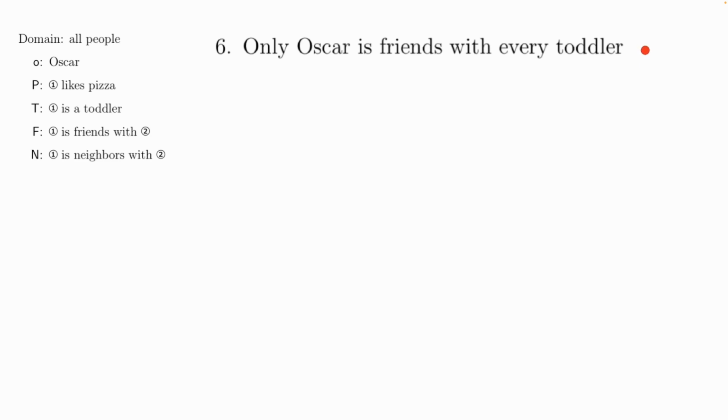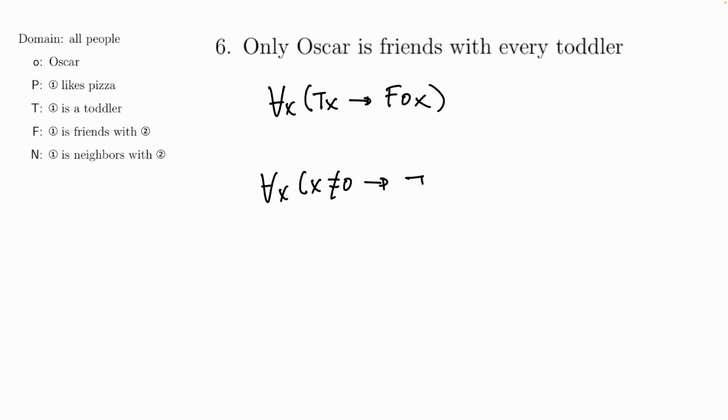Okay, finally we have statement 6 here. Only Oscar is friends with every toddler. Okay, now this asserts two things. First, it asserts that Oscar is friends with every toddler. So to capture that, we say for all X, if X is a toddler, then Oscar is friends with X. And the second thing this is asserting is that everyone who's not Oscar is not friends with every toddler. So we also need to say for all X, if X is distinct from Oscar, then it's not the case that X is friends with every toddler.